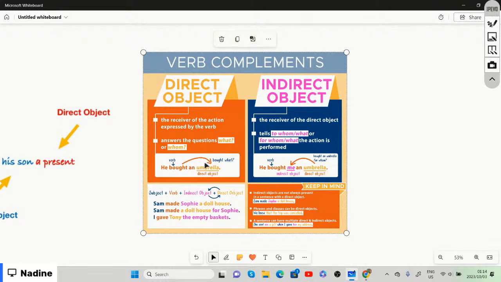And then we have an indirect object. We said the indirect object is the receiver of the direct object, and this tells us to whom or what or for whom or for what the action is performed. For example, he bought me an umbrella. So to whom or for whom is the action performed? Me. So me is the indirect object.